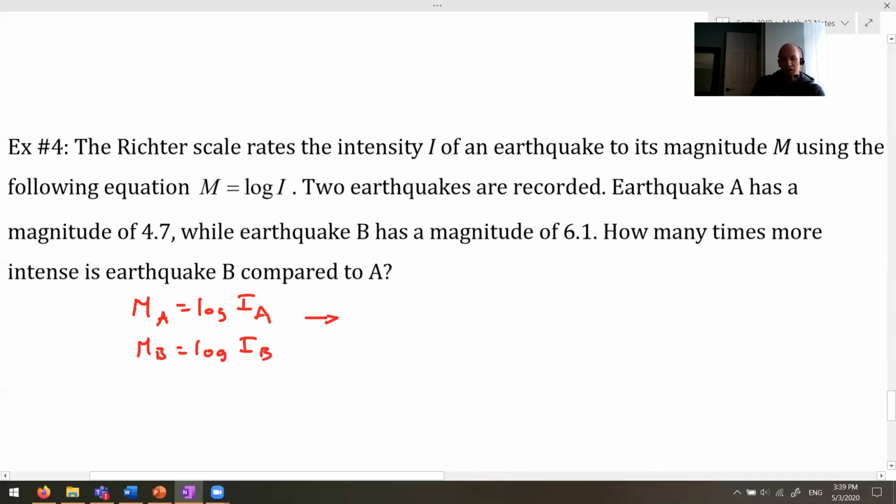So what we can do is, I'm going to call these MB and MA, we can compare the two by subtracting them. So we can find the difference in the magnitude. So we're going to turn this into one equation here. We're going to go MB minus MA, and then we're actually going to subtract. Okay, so we've got MB is equal to log of IB, the intensity, minus log of the intensity of A.